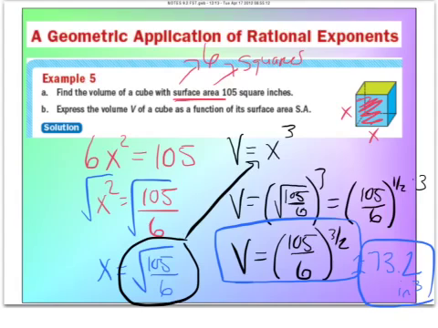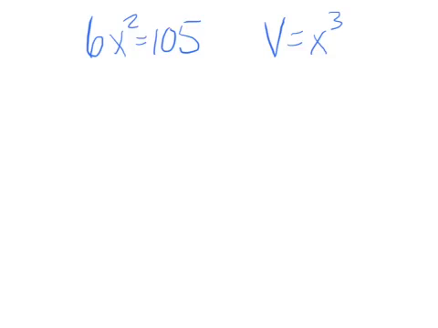Okay, now let's take a look at part B of this problem. They want us to express the volume of the cube as a function of its surface area. So let's do that on the next slide. For part B, let's recall that the surface area of a cube, which has 6 surfaces, is 6x squared, and we had it as 105. And then the volume is our side length x cubed. Now what they want us to do is express the volume as a function of the surface area. So it's a formula. They're saying we don't necessarily know the surface area is 105.